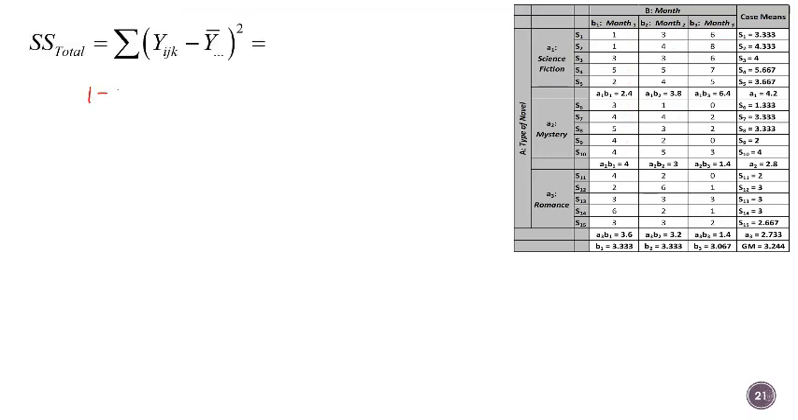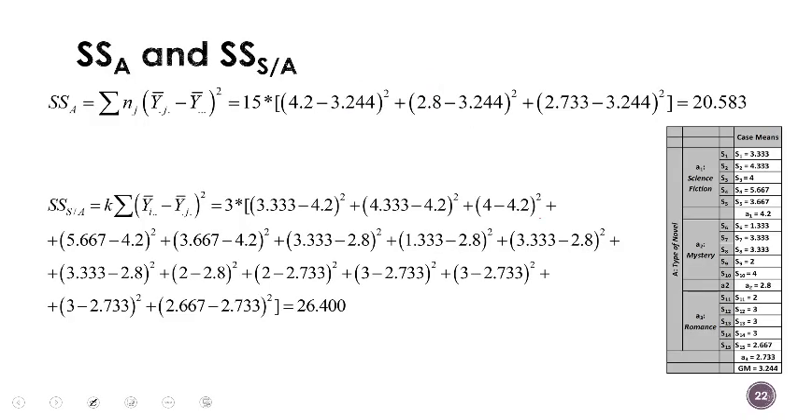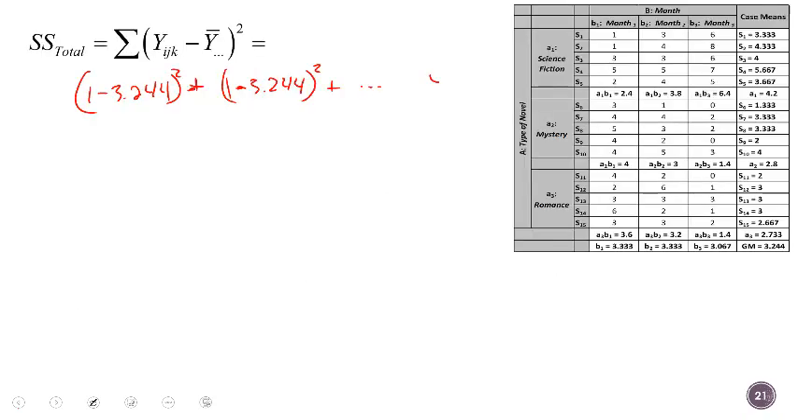Okay? And total is the same all the time. Each score, 1 minus the grand mean, 3.244 squared, plus 1 minus 3.244 squared. Do that 45 times, with the last one being 2 minus 3.244 squared. Add all that up, and you'll have the total.